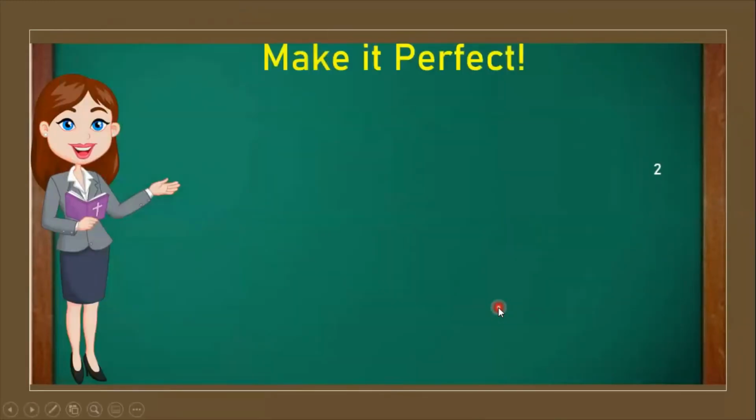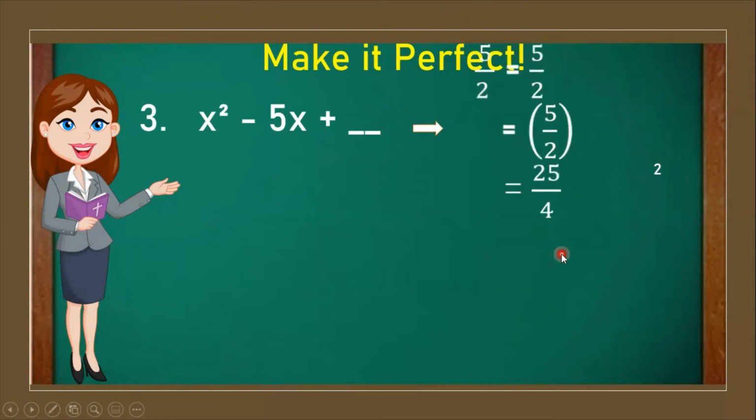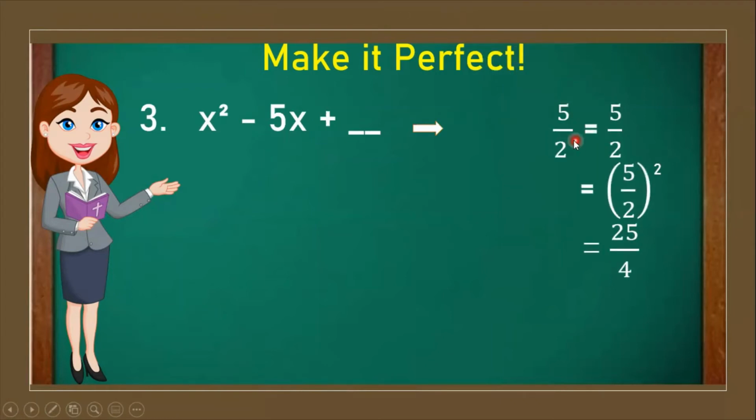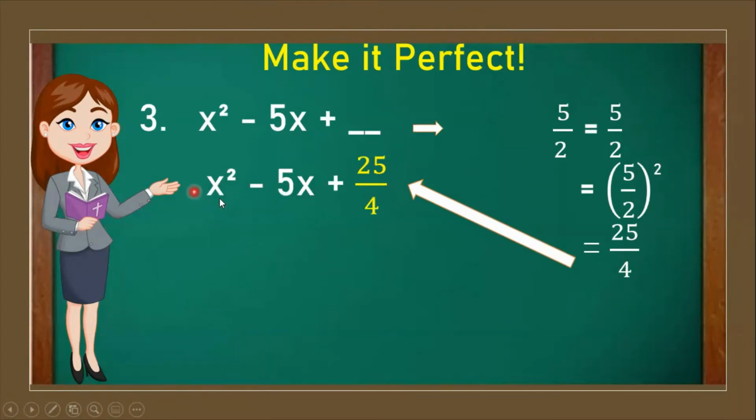Okay, to better understand again, number 3, make it perfect: x squared minus 5x plus blank. So our second term is 5, and this is an odd number. So what is half of 5? Half of 5 is 5 over 2. Then multiply by itself: 5 times 5 is 25, and 2 times 2 is equal to 4. And that is our last term: x squared minus 5x plus 25 over 4, and that is a perfect square trinomial.